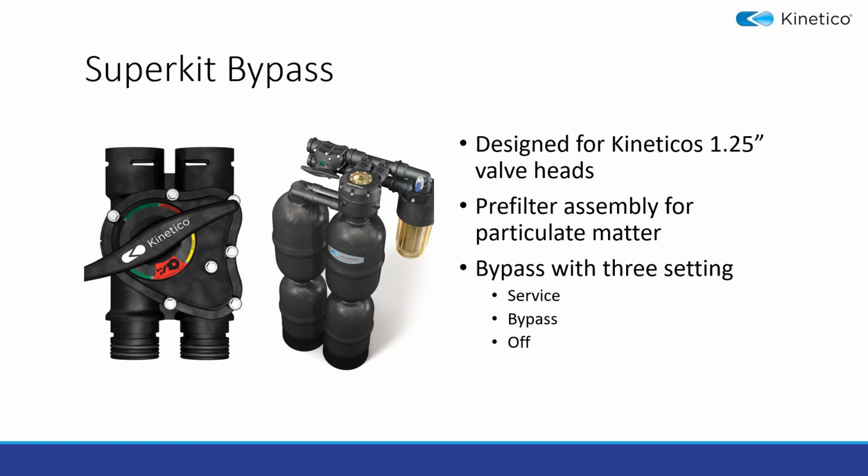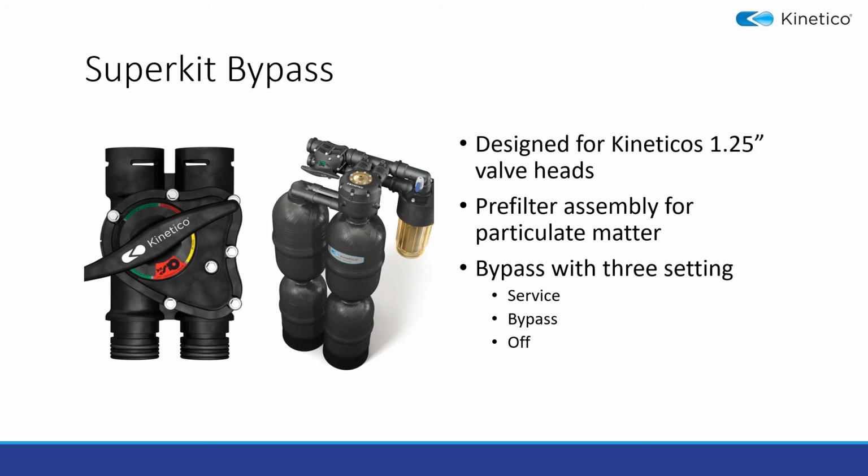Kinetico's premier water softeners have the option of adding the Super Kit. The Super Kit is a bypass and pre-filter assembly designed for Kinetico's 1 1/4 inch valve heads. First, the unit offers a pre-filter to reduce particulate matter from well and city pipeline. This filter helps keep the resin bed clean and prevent particulate matter from entering into the household piping. This filter should be changed approximately every 6 months on well water and yearly on city water.